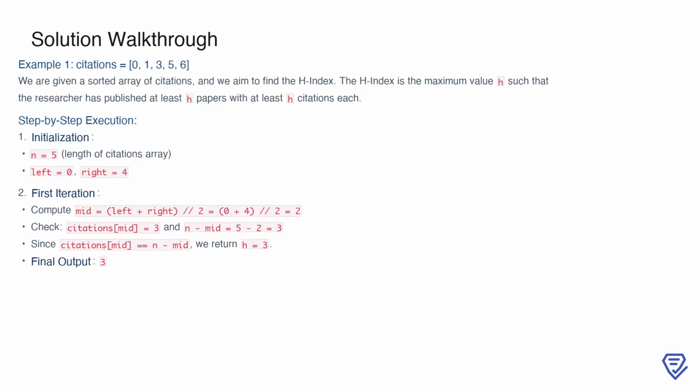In the first iteration, we calculate the midpoint mid as (0 + 4) // 2 = 2. At this index, citations[mid] is 3, and n - mid is also 3. Since these two values are equal, we have found our h-index. Therefore, the output for this example is h = 3.